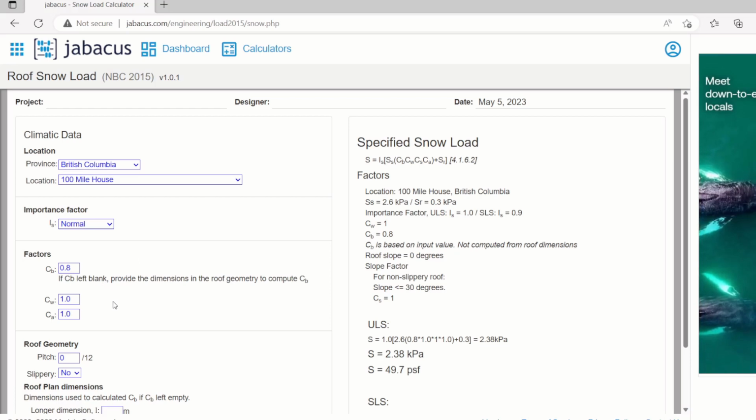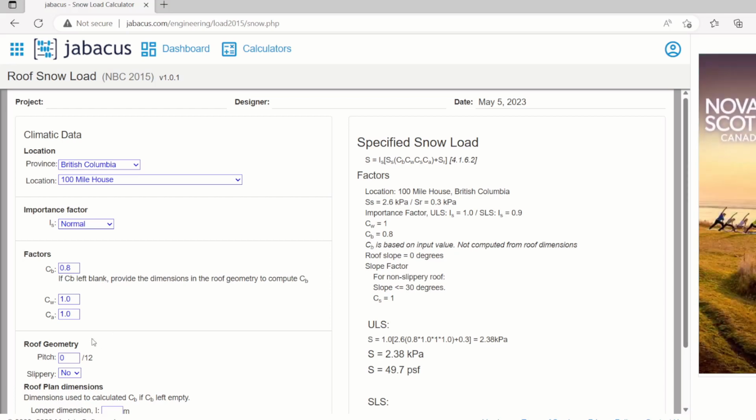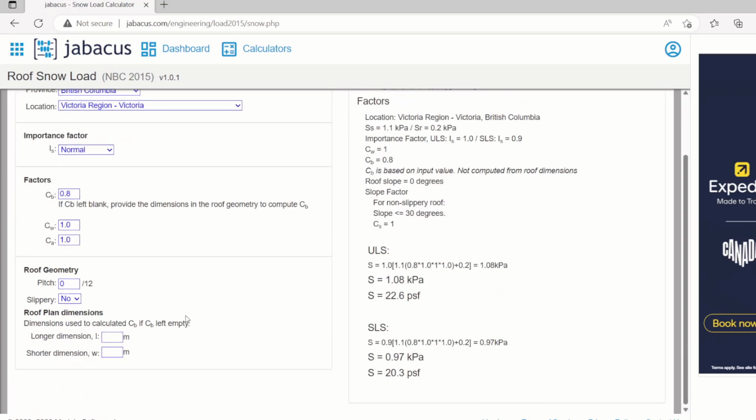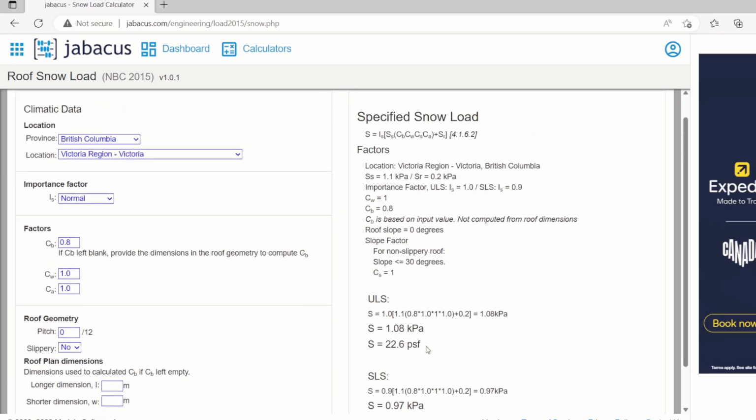Victoria, Vancouver region, Victoria. So we have three: Victoria region, Victoria. I don't know what's Gonzales Heights and Mount Tolmie. So we'll just check this one, Victoria. See, even in Victoria, it is a coastal city. That's the capital of British Columbia. So that is already 22.6, which is higher than the roof snow load of 20 PSF or 1 kilopascal.